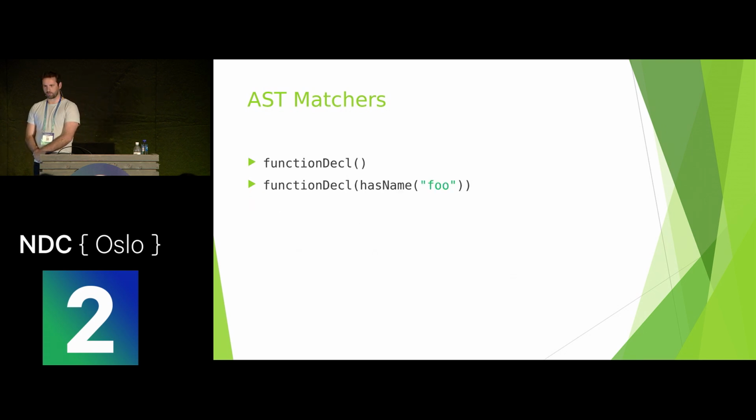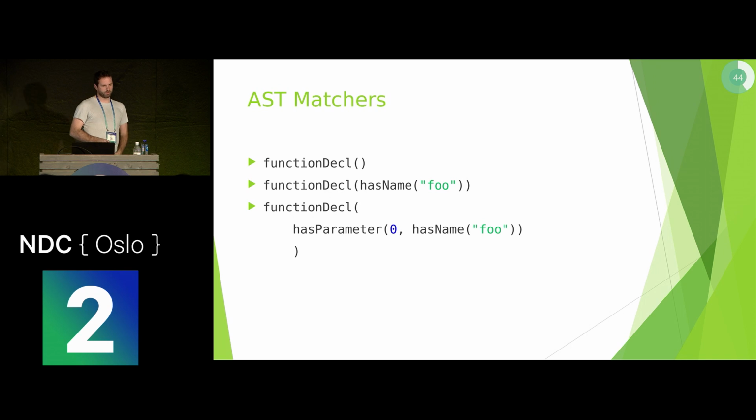Just a few more examples of AST matchers to give you an idea. To match functions which have the name foo, I would just write functionDecl and put hasName foo inside of that. This is what we call a predicate language, which means that anything inside of a matcher, if it's true, then it's added to the match set, and if it's false, we discard the entire function. If we want to match on a parameter having a certain name, we can do that too with the hasParameter matcher. And then we check the name of that one.